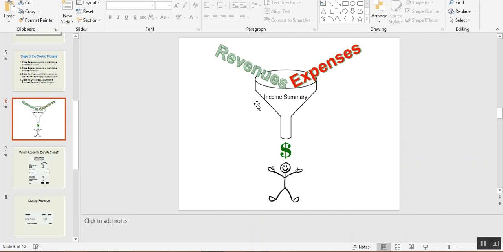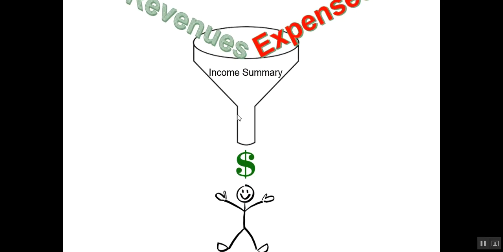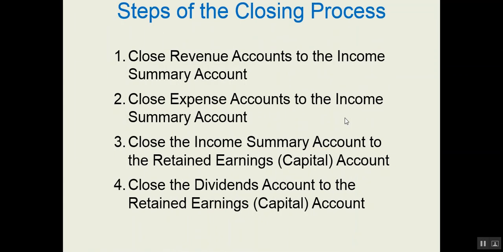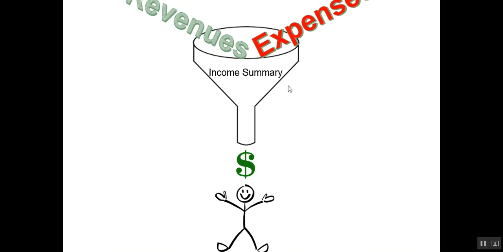So in my little picture, you can see here that I have a funnel, and that's how the income summary account works. It works like a funnel. So when we use the income summary account, we're going to pour our revenues and expenses into that income summary account. And that's going to summarize the income.